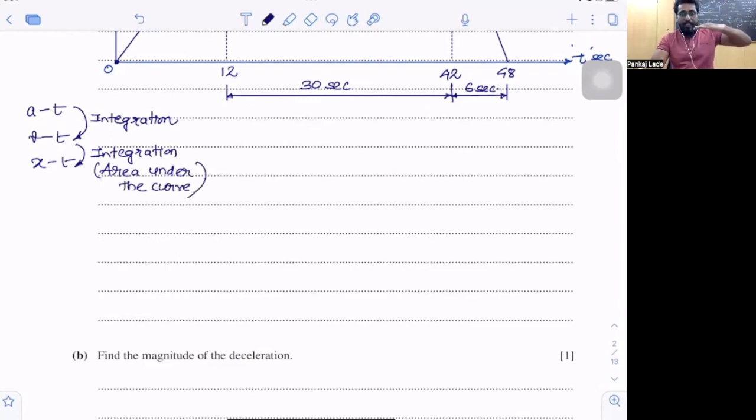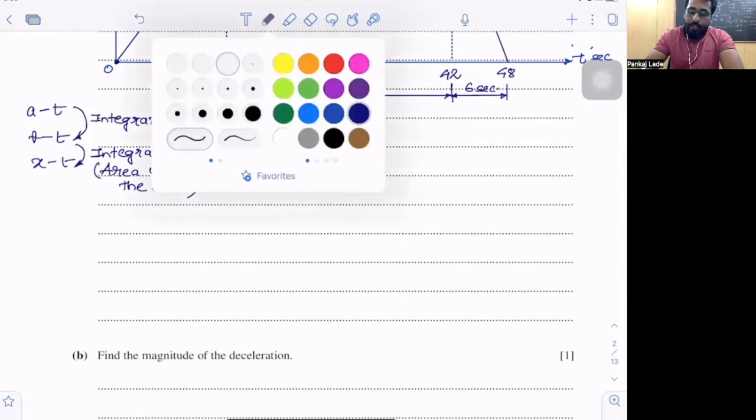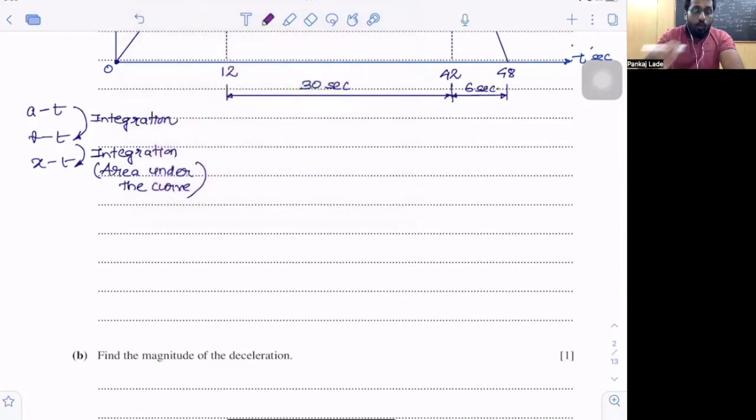So from AT to VT, if you want to go, find the area under the curve. That means you do integration. If you have VT curve and from VT to XT, if you want to go, then again you want to integrate the curve that is given to you. That means you want to basically get the area under the curve. Okay. Similarly, if you are given the XT curve and you want to get the VT curve, you want to differentiate.